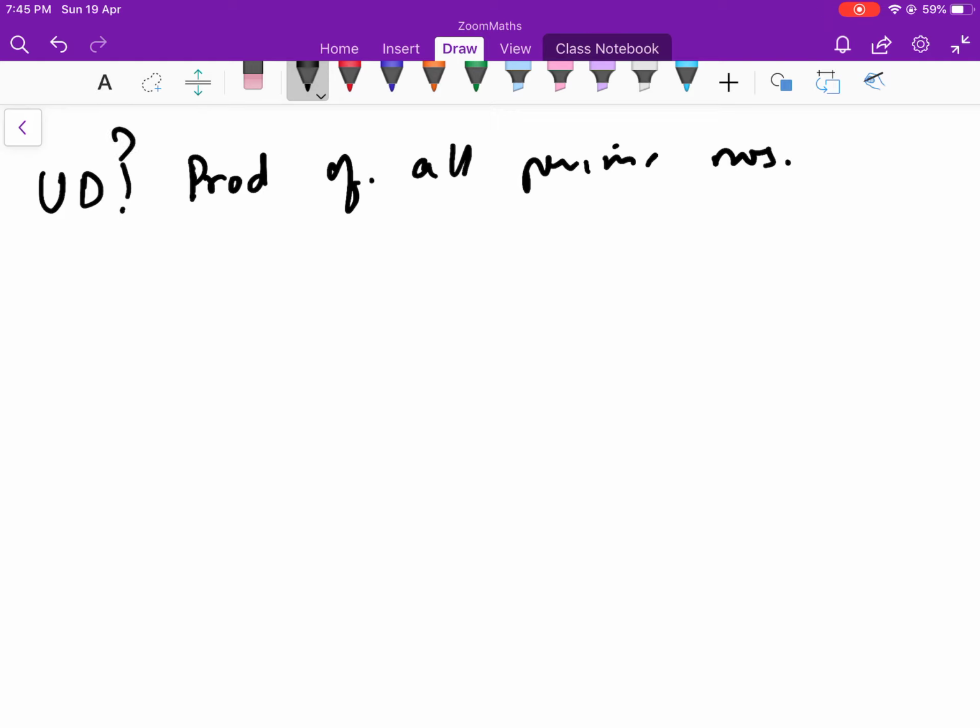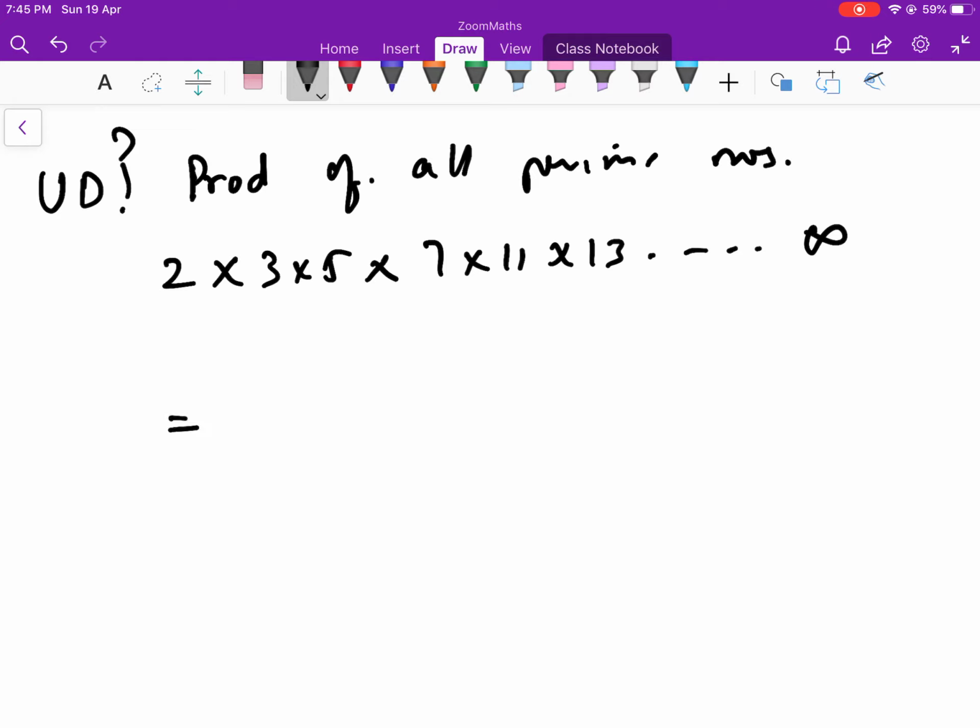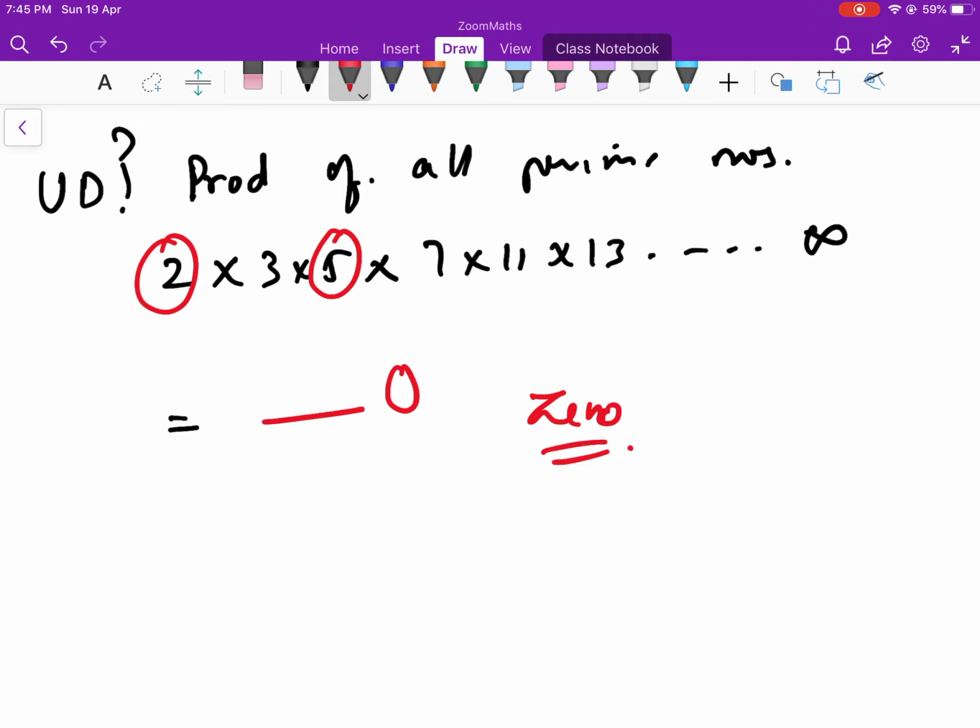Okay, so what are the prime numbers? 2 into 3 into 5 into 7 into 11 into 13. Okay, up to infinity. It says all prime numbers. What will be the last digit? It's very, very simple. If you have observed it properly, you have got a 2 and a 5. Therefore units digit will always be 0, ending in 0. The problem might look big, you might get shocked, you might get worried, but then understand the basic concepts. When you multiply an even number with 5, you're always going to get 0 as unit digit. That's the concept tested here.